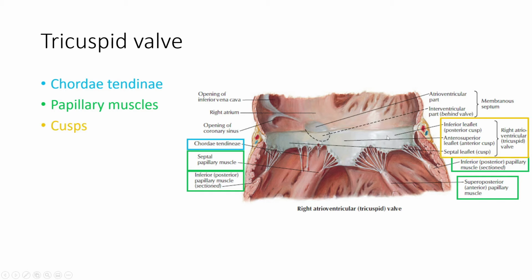You can also see the cusps of the tricuspid valve, and of course there are three of them. We have the inferior leaflet, anterior superior leaflet, and the septal leaflet of the tricuspid valve.